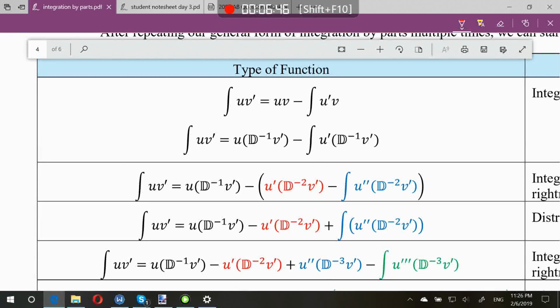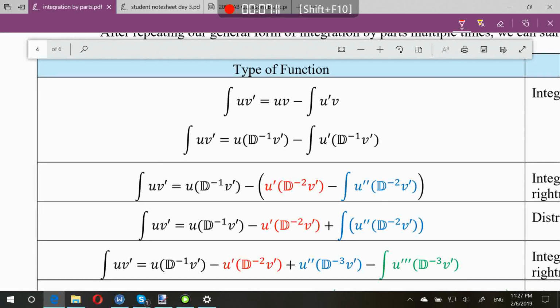So in different integral notation, that means I would have had to integrate, so that's d to the negative 1 of v prime to get v. And the same thing here for our second integral. I would have integrated v prime once to get v in my original formula. Okay, any questions so far?